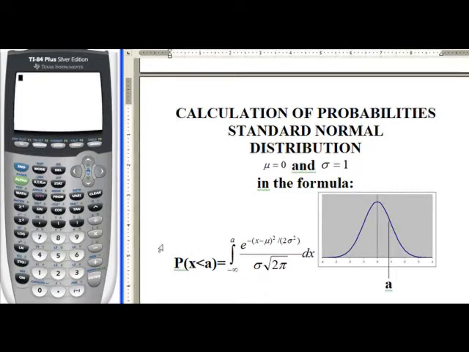And the formula of any probability parameter x less than a is the integral from negative infinity to a of e to the negative (x minus mu) squared divided by 2 sigma squared, the whole thing divided by sigma times the square root of 2 pi, dx.